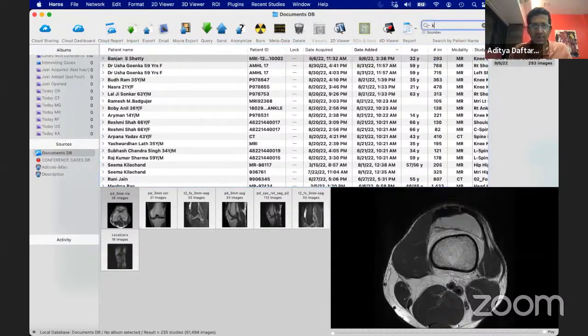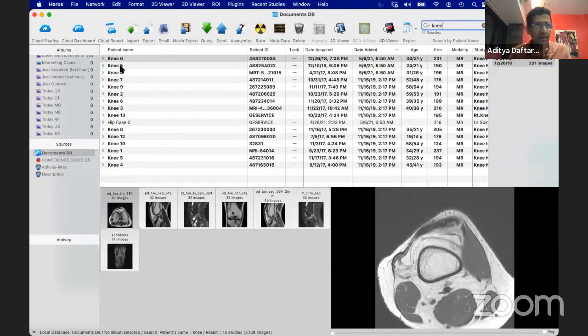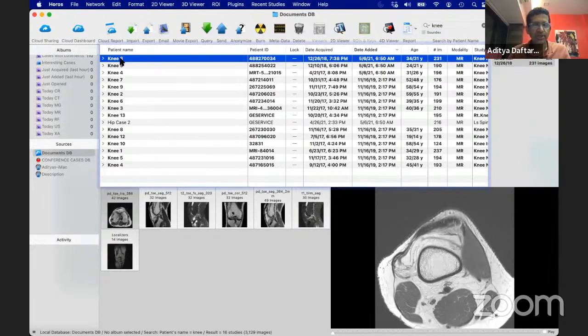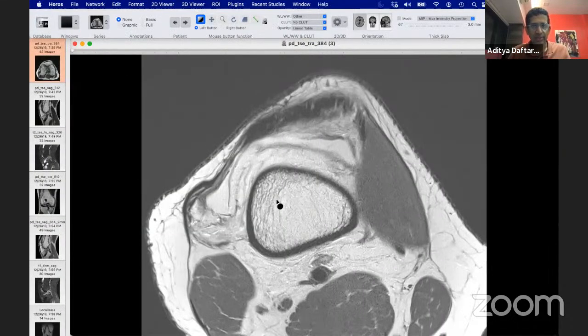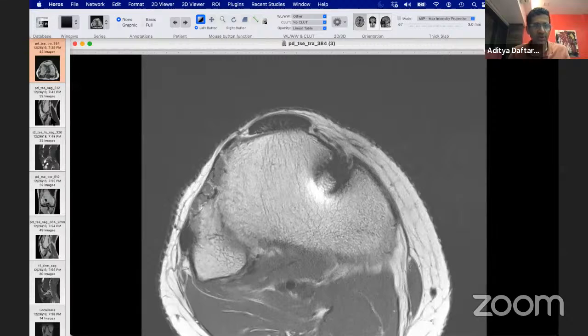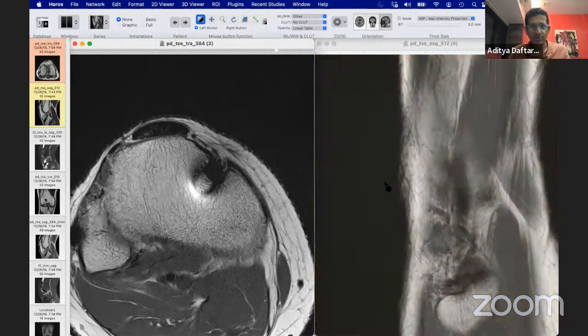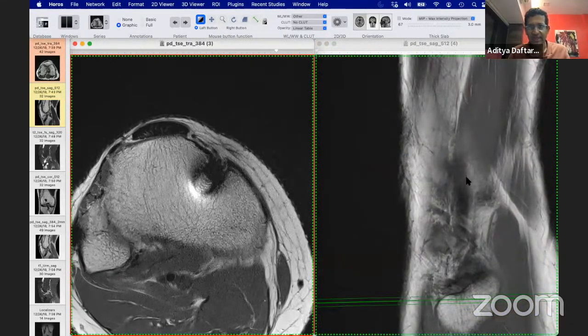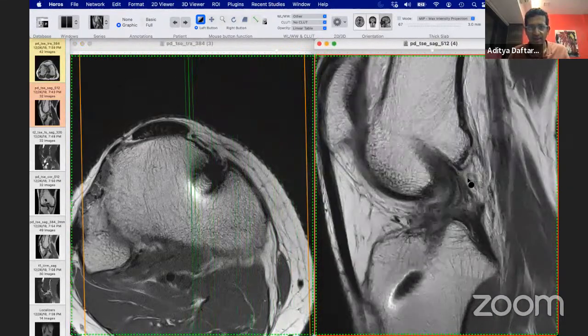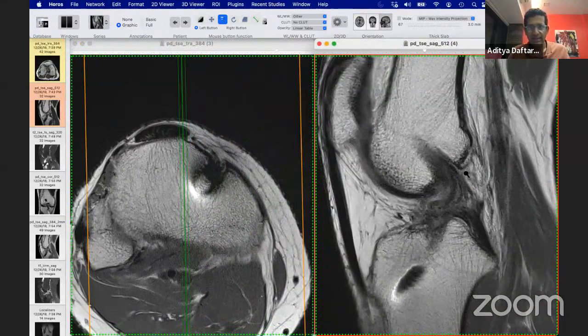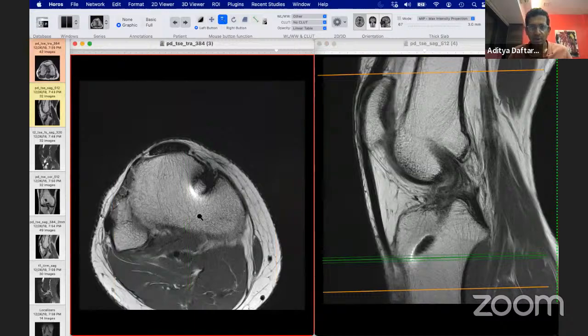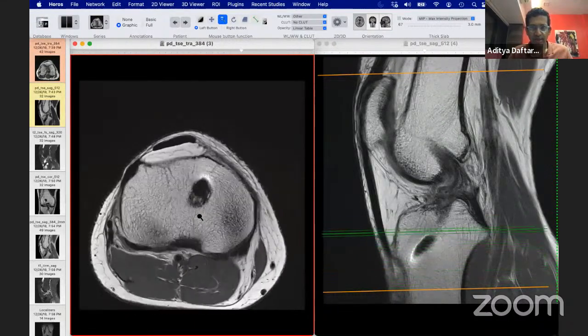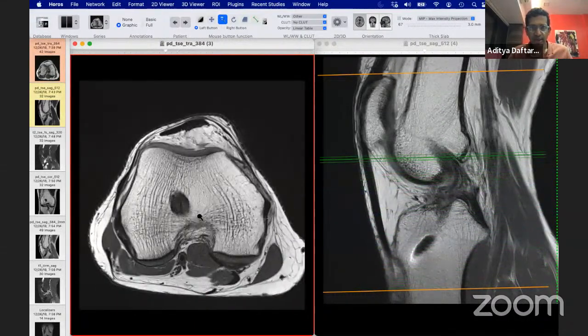So let's put this here. Okay. What if we wanted to measure the TT-TG distance on any patient? What we basically try to do is put both scans right next to each other, the sagittal as well as the axial. So here we are. We try to get to the middle of the trochlea, right around there. And this point here, which is the trochlear groove, we mark that.